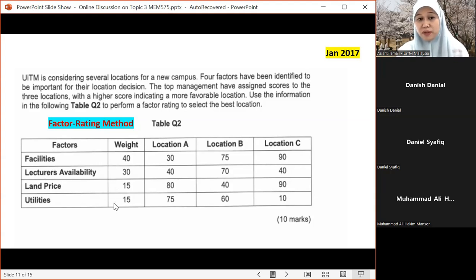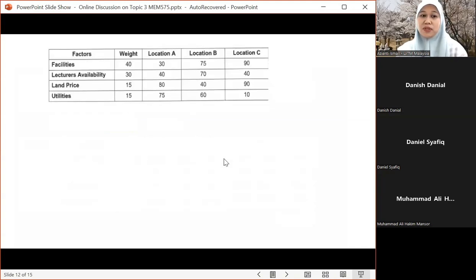Then they give the weight. Who does the scoring? Usually the top management who are going to make the decision. So they give the score, going to be 1 to 100, depends. And when we get this data, we check the weight first. Is the weight in point form? Not yet. So you need to convert first.